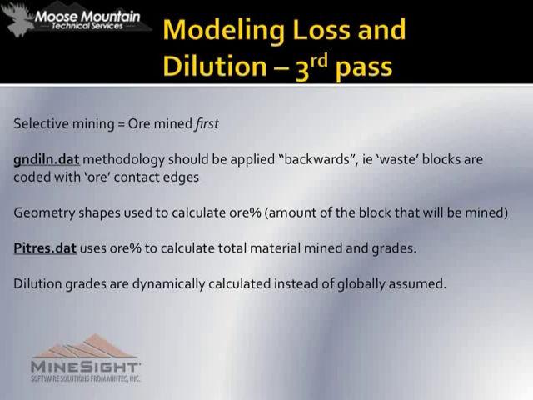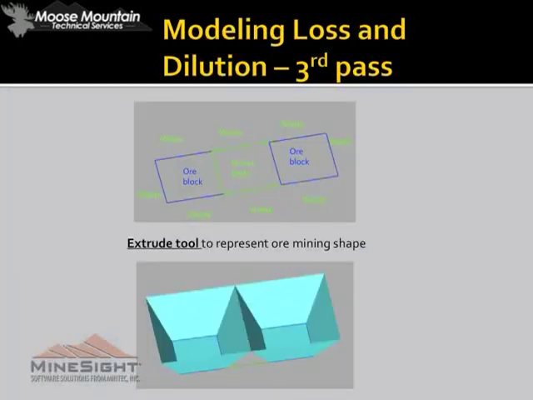So now we can use PitRes and use the ore percent feature to say, okay, how much is going to be mined of each block, and it gives us a bit of a better idea. And this way, dilution grades are dynamically calculated, so if 25% of this waste block is being mined, you know what the grade is in that block. So you don't have a global dilution grade, you have an actual dilution grade of where it's happening from the block model information. And this is just some of the shapes.